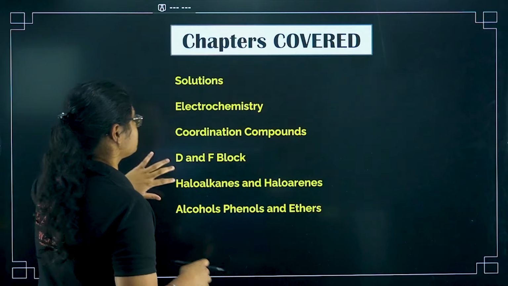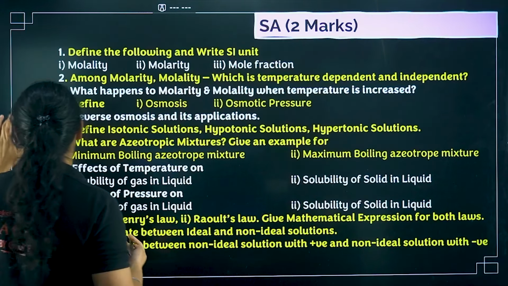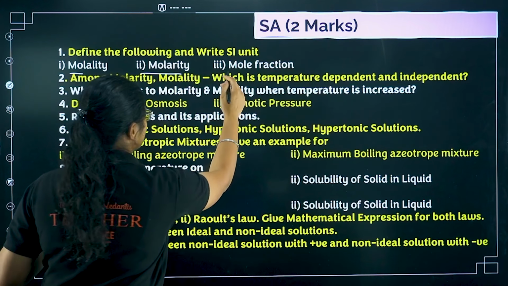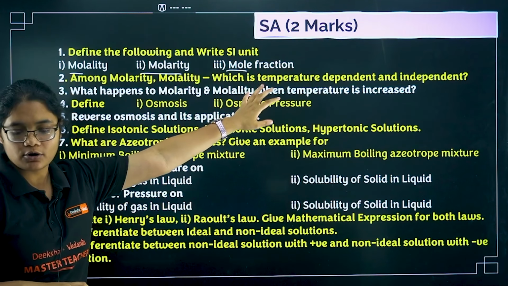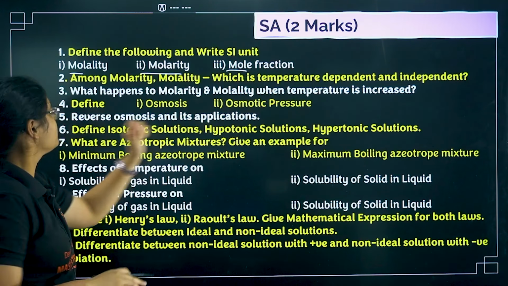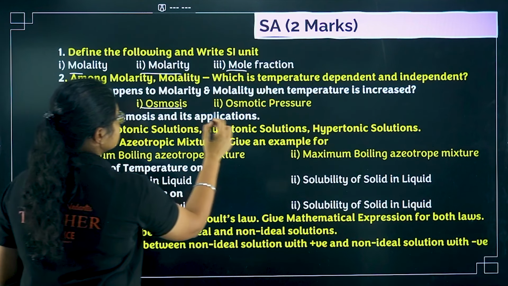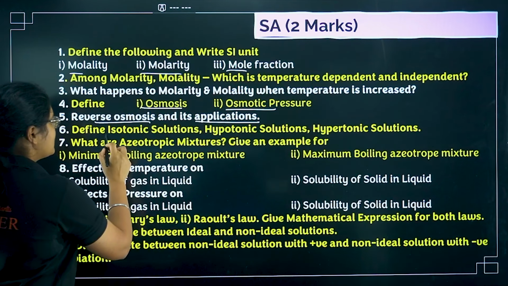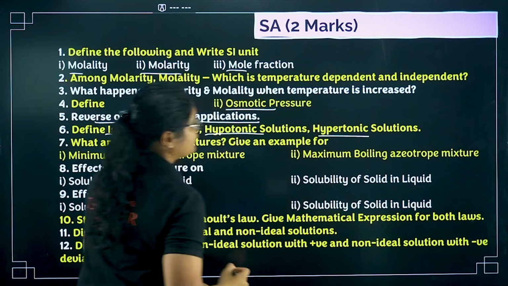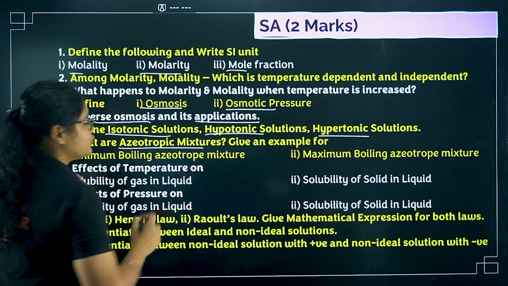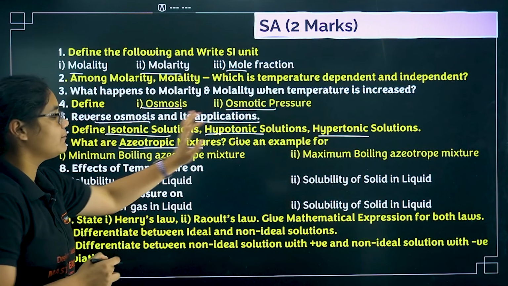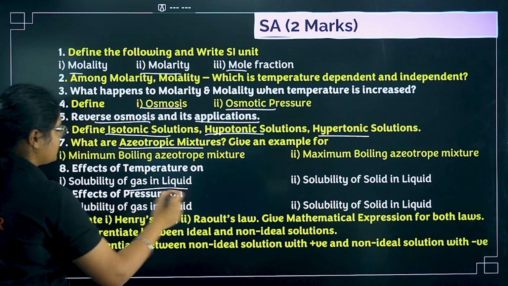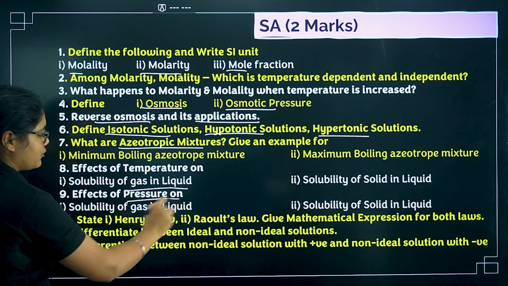Okay. So first of all, I'll discuss the solutions chapter. The first thing that you need to revise is the definition of molality, molarity and mole fraction, and which among these is temperature dependent. Next you have the definition of osmosis and osmotic pressure, reverse osmosis and its application, isotonic, hypotonic and hypertonic solutions. Next, what is azeotropic mixture? Examples: minimum boiling and maximum boiling azeotrope. Next, effect of temperature on solubility of gas in a liquid, and effect of pressure on it.